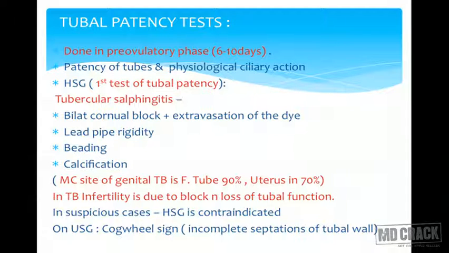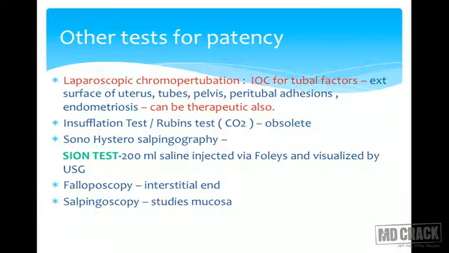Most common site of genital tuberculosis is fallopian tubes, 90%. Uterus in 70%. The infertility in tuberculosis is because of block and loss of tubal function both. So depending on what options are available, but block is the commonest one. On USG, there can be cogwheel appearance because of incomplete septation in the tubal wall.